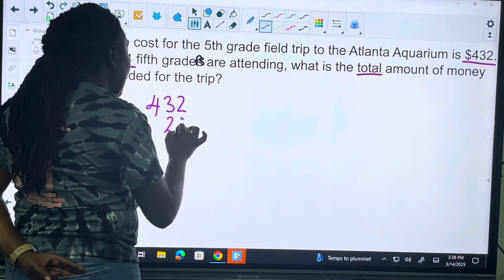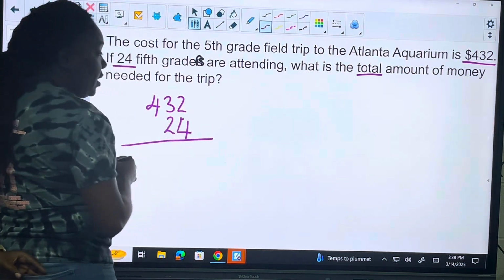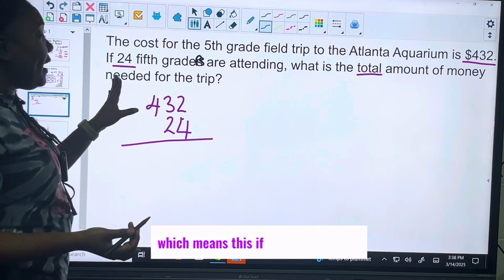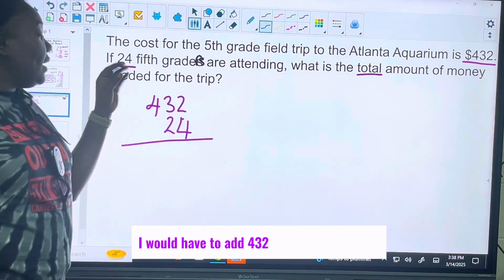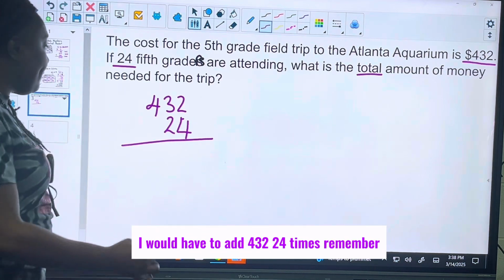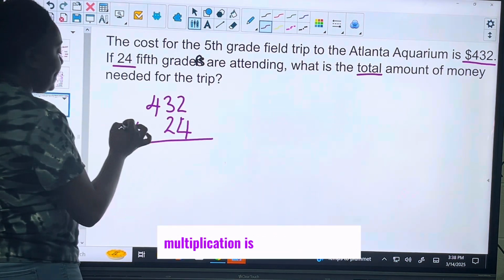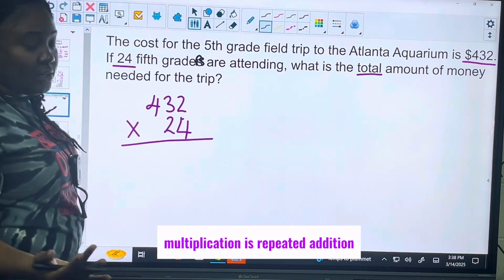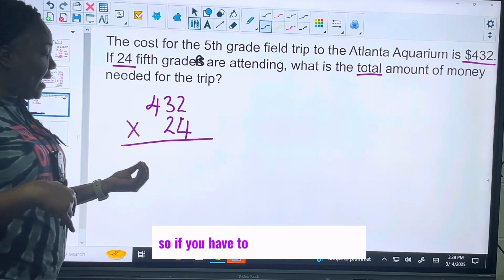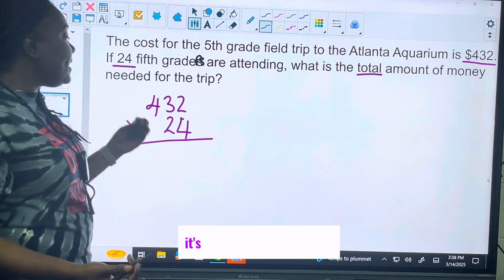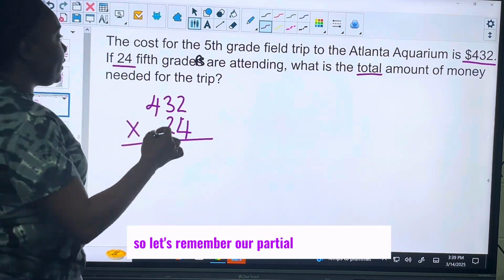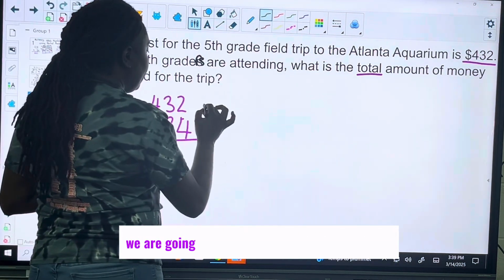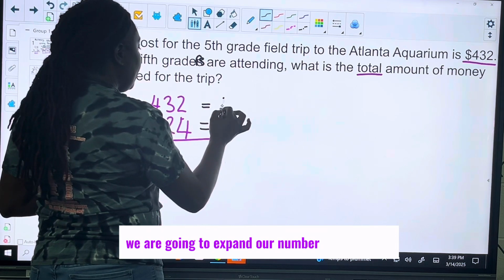And then I'm asked to find the whole, which means if I add, I would have to add 432 24 times. Remember, multiplication is repeated addition. So if you have to add too many times, it's best for you to multiply. So let's remember our partial product method. We are going to expand our number.